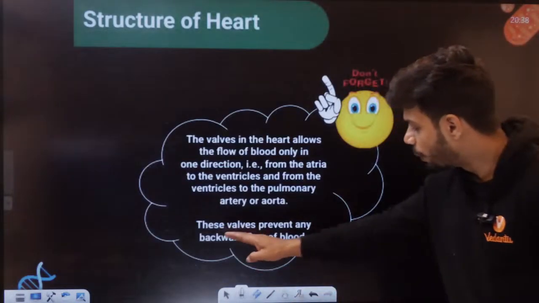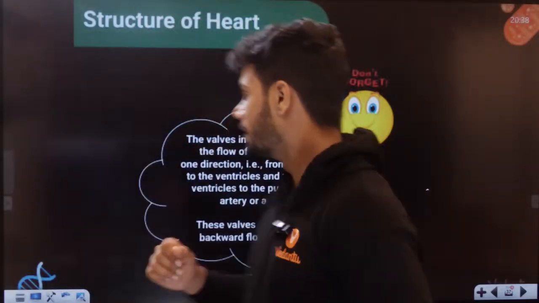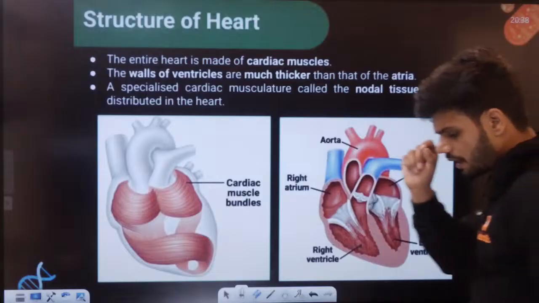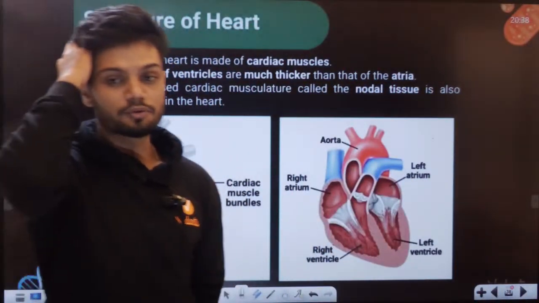The valves prevent the backward flow of blood. So why are valves present here? The main reason for the valves is to prevent the backward flow of the blood. Okay. So I hope till here there is no doubt, students. Now let's talk about the different types of nodes here.